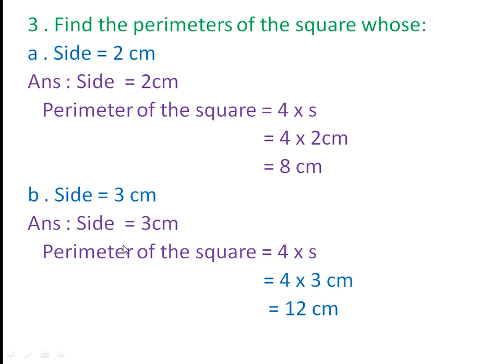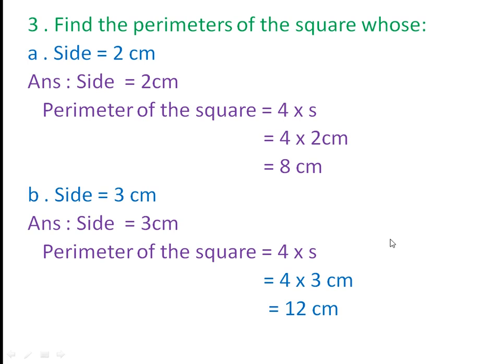And the next one is also calculated like this. First write down the side is equal to 3 centimeters here. And write down the formula for the perimeter of the square is equal to 4 multiplied by side. Okay, 4 multiplied with what is the side value? 3 centimeters. Okay, 4 3s are 12 centimeters. 12 centimeters is the answer for the perimeter of the square.